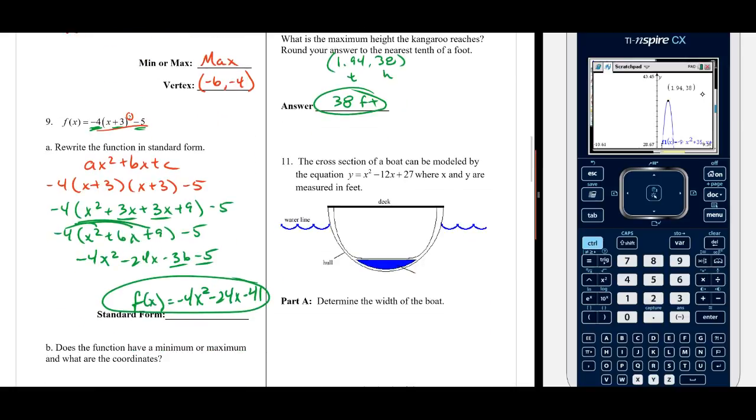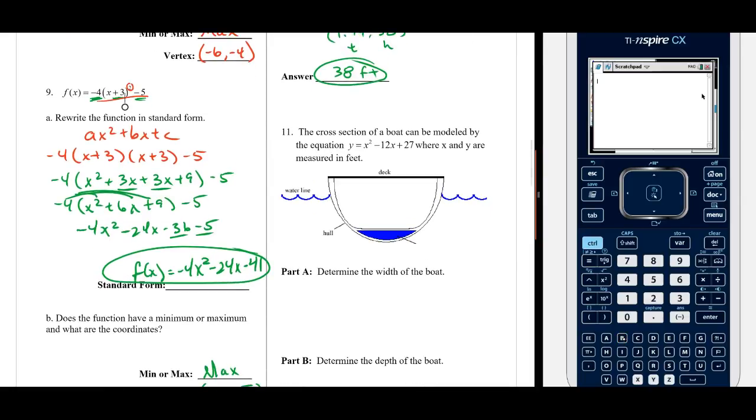Number 11, the cross-section of a boat is given by the equation x squared minus 12x plus 27, x and y are measured in feet. Determine the width of the boat. Well, what we can do to figure this out is we can imagine this being on a coordinate plane, and the width is the distance from this point to this point, which those would just be my x-intercepts or my zeros. I'm going to go back to my graph. I'm going to graph this function.